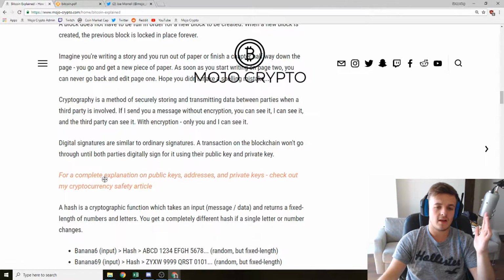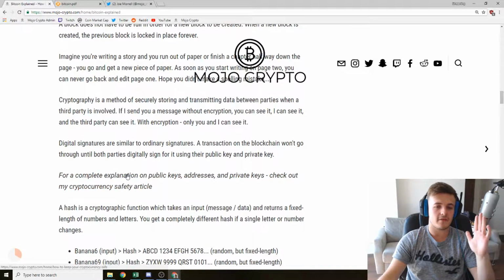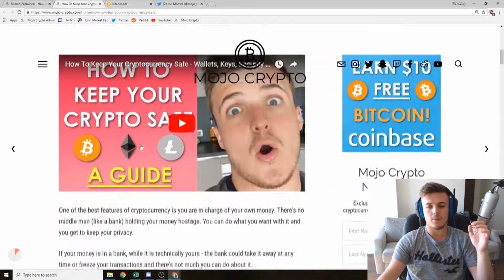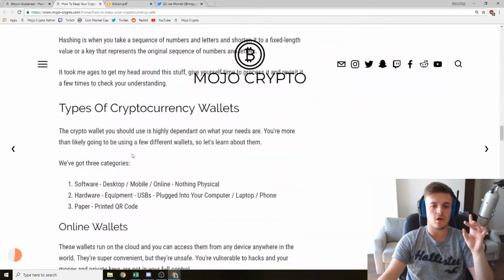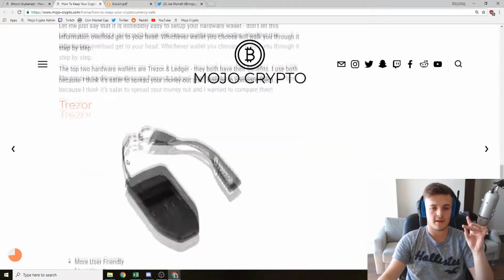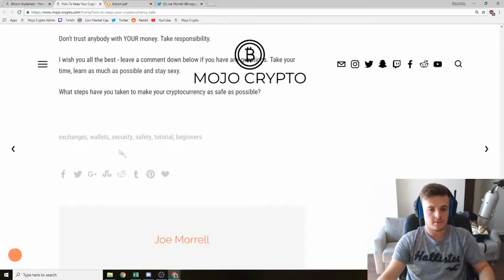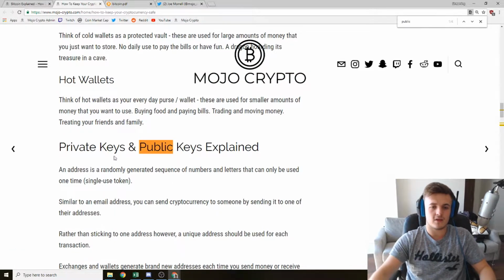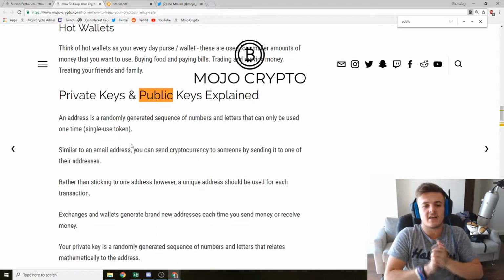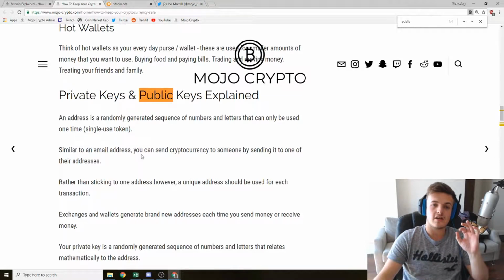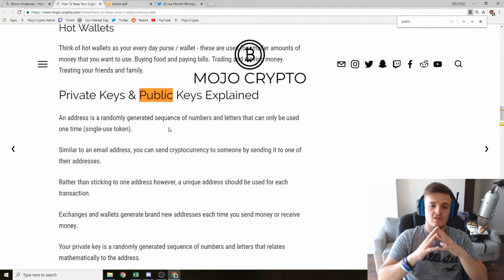Now I did a full explanation in one of my other articles, how to keep your cryptocurrency safe, and I dove down into public keys, private keys, and addresses. So we'll go down them because it's important to know them. Public key. There we go. So let's dive down into these. So an address. An address is a randomly generated sequence of numbers and letters that can only be used one time. So it's a single use token.